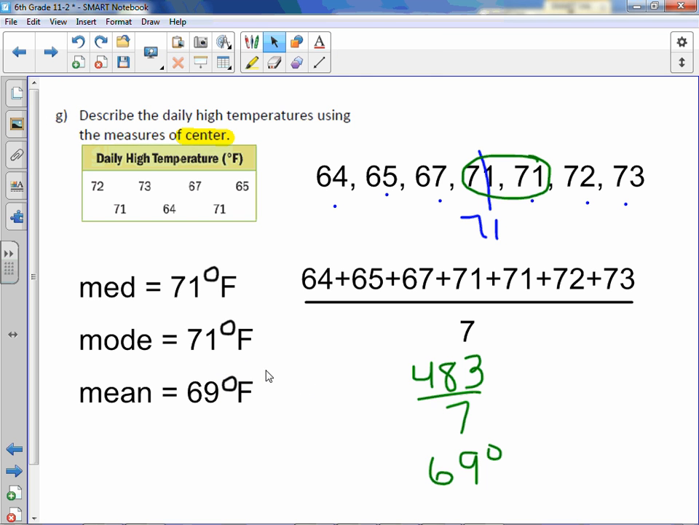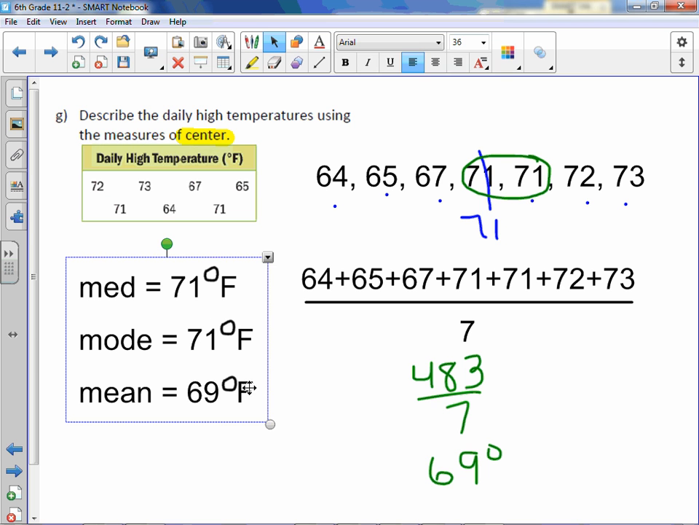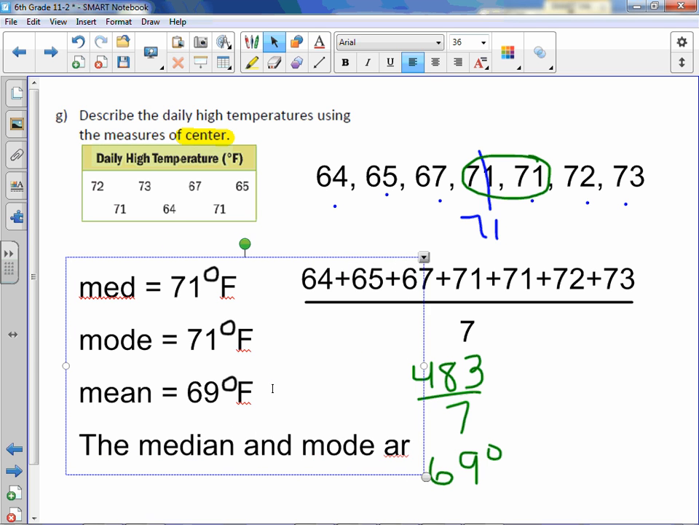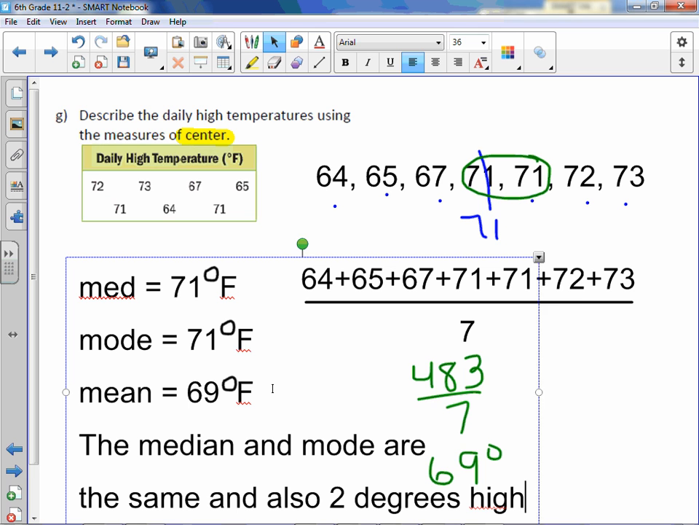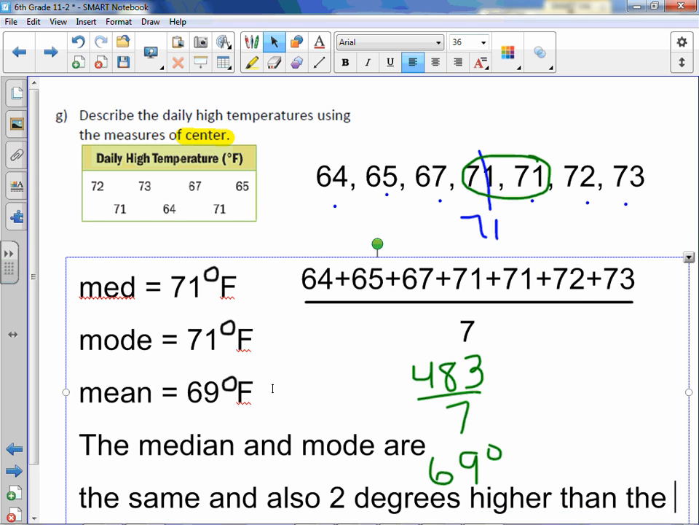Okay. It says to describe it, so let's just jot some information down. Looks like the median and mode are the same, and the mean is 2 degrees lower, so let's go ahead and write that down. The median and mode are the same and also 2 degrees higher than the mean.